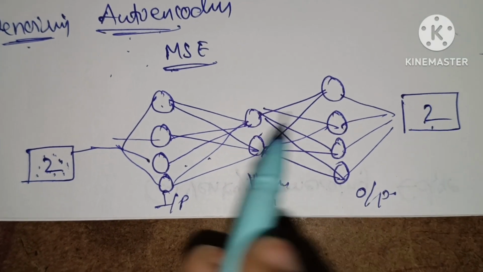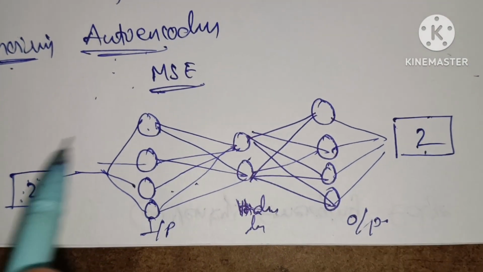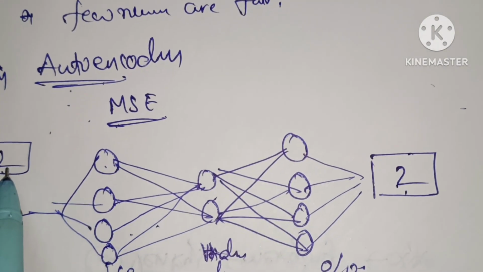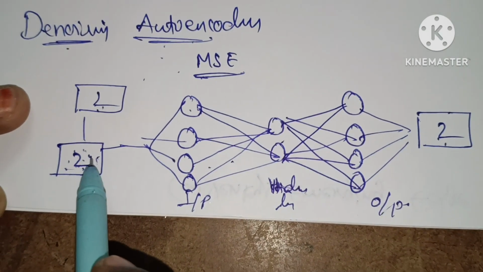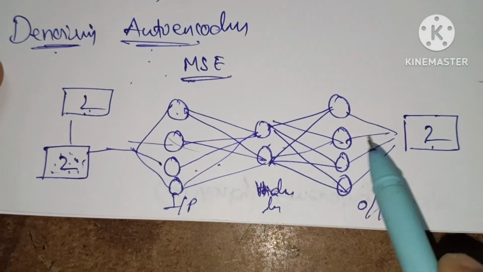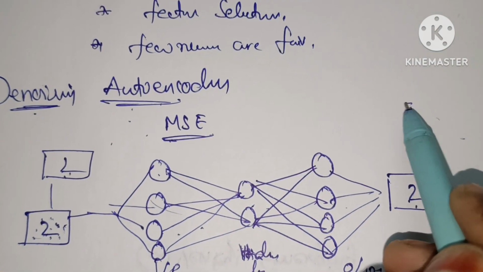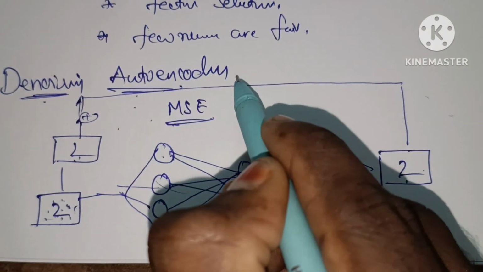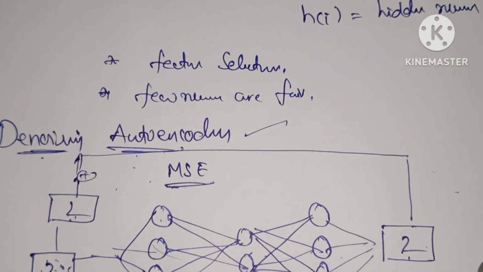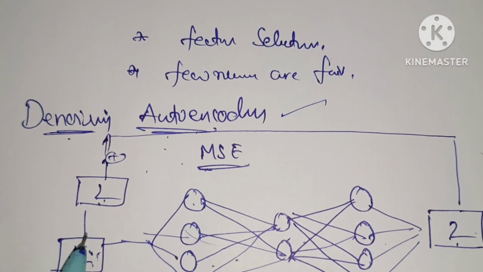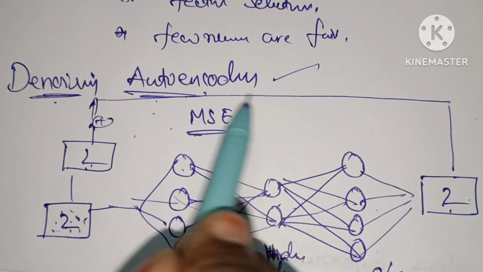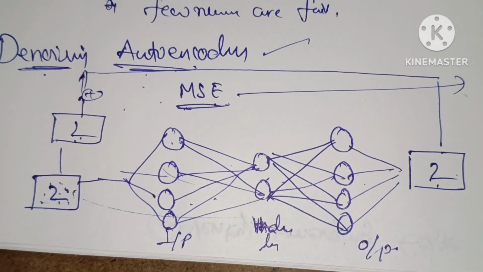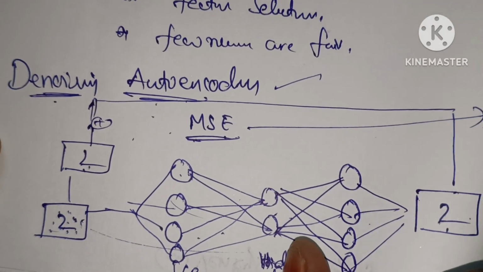Actually the original image is 2, but the original image has some noise, that's why it is given to the autoencoder. But the autoencoder gives the output 2. This output and the original input are both the same. Then we can say that denoising autoencoders are working perfectly. To check whether these autoencoders are working perfectly or not, we calculate MSE, mean square error. Is it clear? Okay. Next.